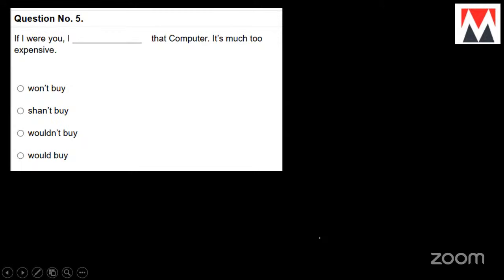So if I were you, I wouldn't buy that computer. It's too expensive, right? It's too expensive.